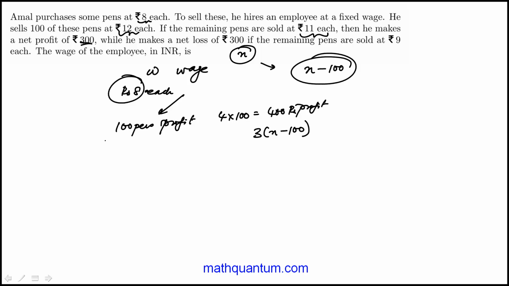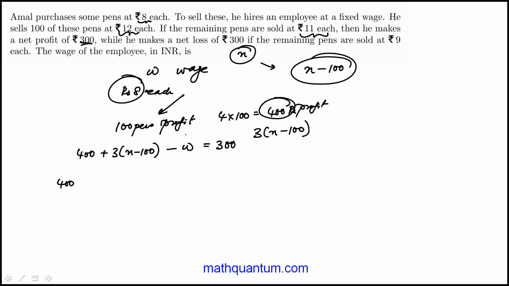So now net profit would be the profit for these two portions, 400 plus that for the remaining pens. And then I have to subtract the wage, the fixed wage of this employee, and that gives me a net profit of 300.